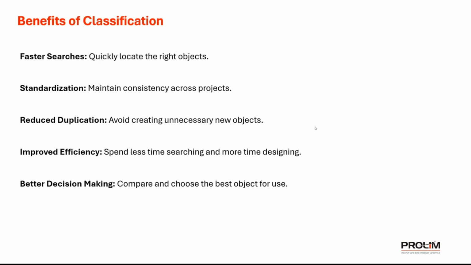Better decision making. With tools like the comparison feature, users can evaluate similar parts side by side and choose the best one for their needs. It ensures high quality and cost effective decisions. So, classification isn't just about organizing data. It directly improves productivity, reduces waste, and enhances overall efficiency in Teamcenter.